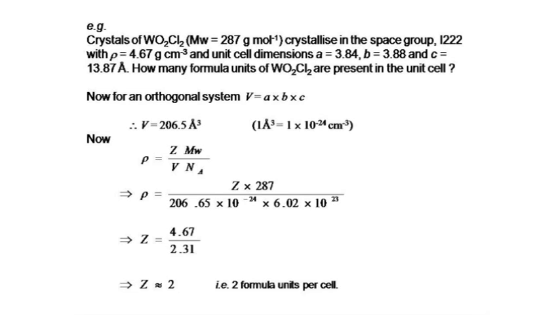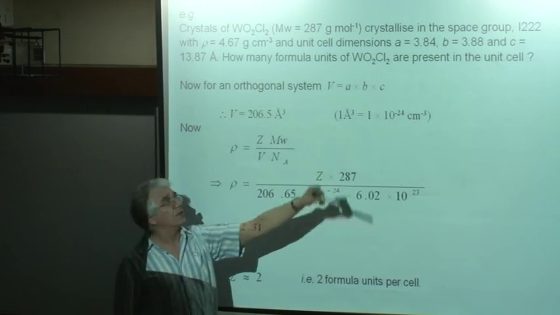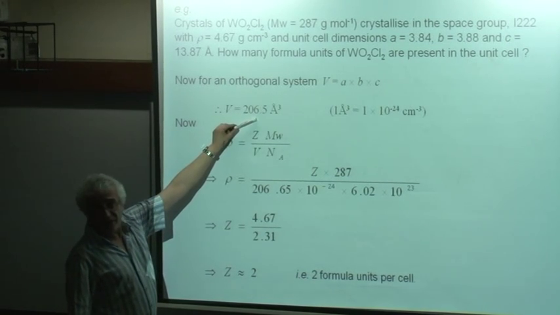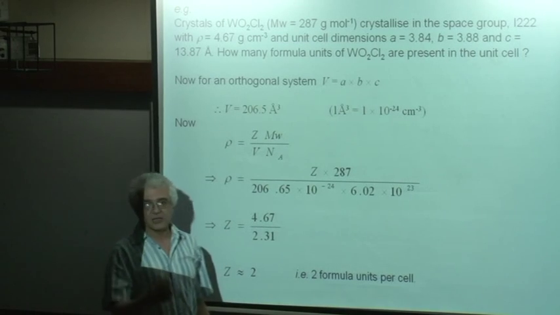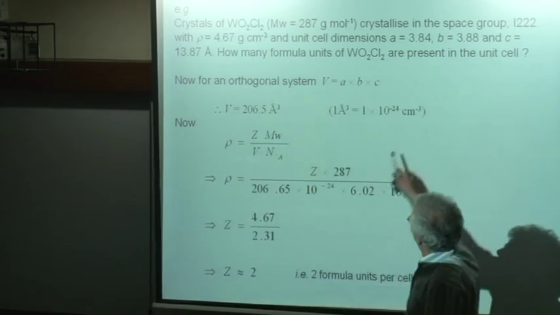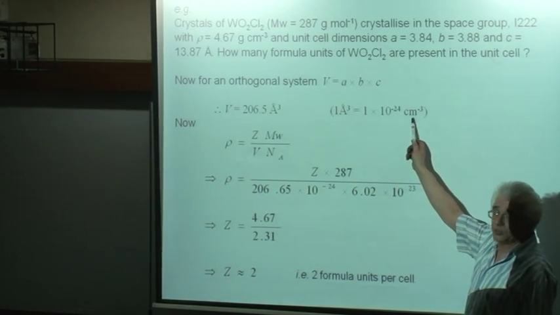So for those, it's very easy to get the volume. It's just A times B times C. So this gives us a volume in cubic angstroms. Remembering that 1 angstrom is 10 to the minus 8 centimeters. So 1 angstrom cubed is going to be 1 times 10 to the minus 24 centimeters cubed.